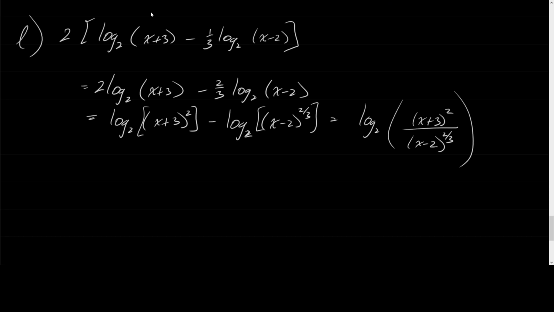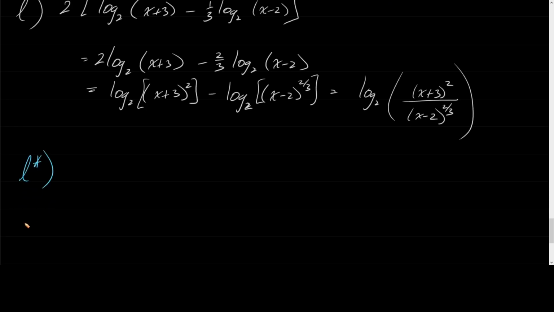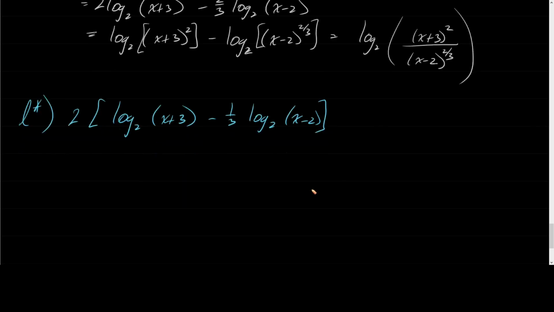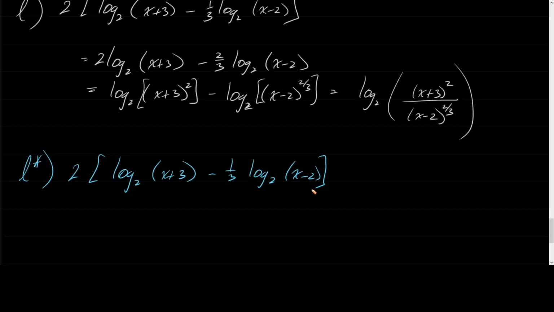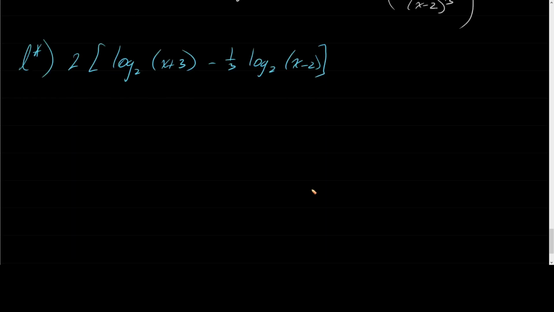So let's do the same exact problem, but I'm going to call it L asterisk. So we had 2 times log base 2 of (x plus 3) minus 1/3 log base 2 of (x minus 2). Now, this version is going to give us the same exact answer, but we're going to do this slightly differently. We're going to work inside these brackets first.